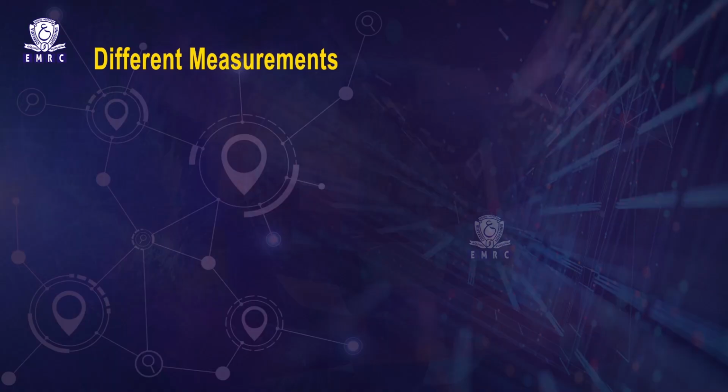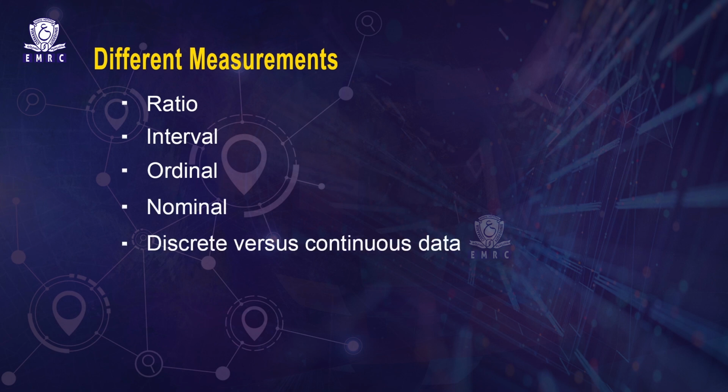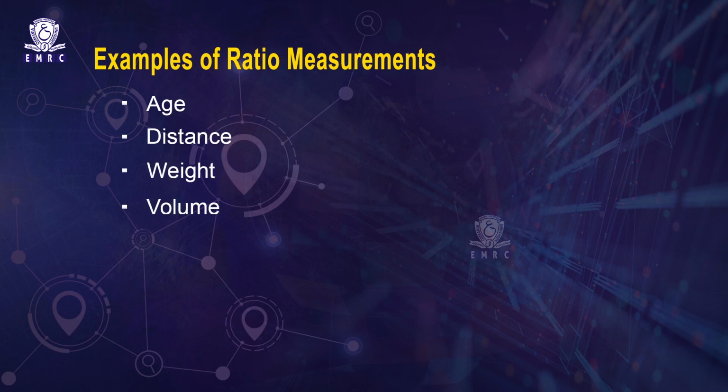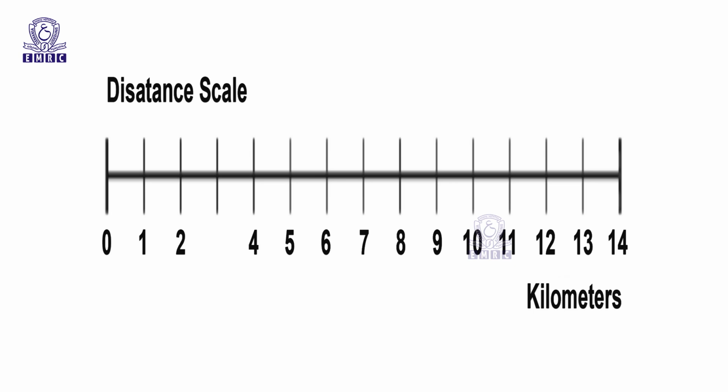The different measurements are ratio, interval, ordinal, nominal, and discrete versus continuous data. Ratio. The values from the ratio measurement system are derived relative to a fixed 0 point on a linear scale. Mathematical operations can be used on these values with predictable and meaningful results. Examples of ratio measurement are age, distance, weight and volume. The image shows the ratio measurement where the line is divided based on the units, where discontinuous or continuous data can be represented in the line format.